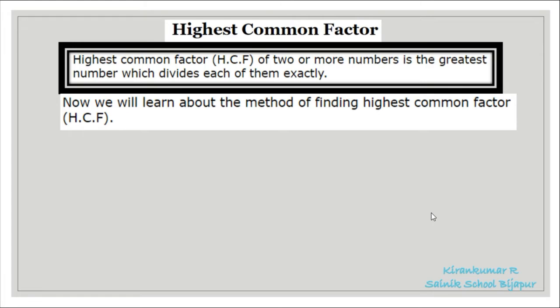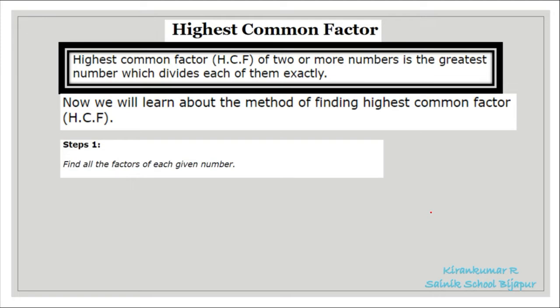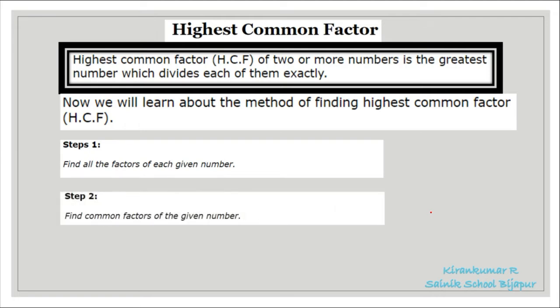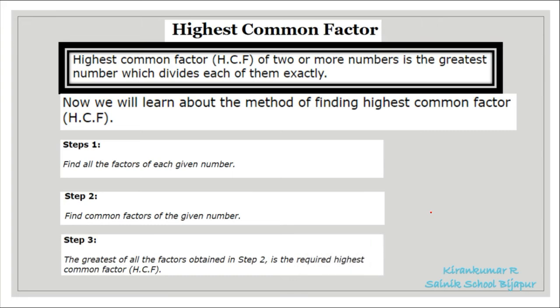First step is find all the factors of each given number. Second step is find the common factors of the given number. And the third and last step is the greatest of all the factors obtained in step 2 is the required highest common factor. Let us understand this by some examples.